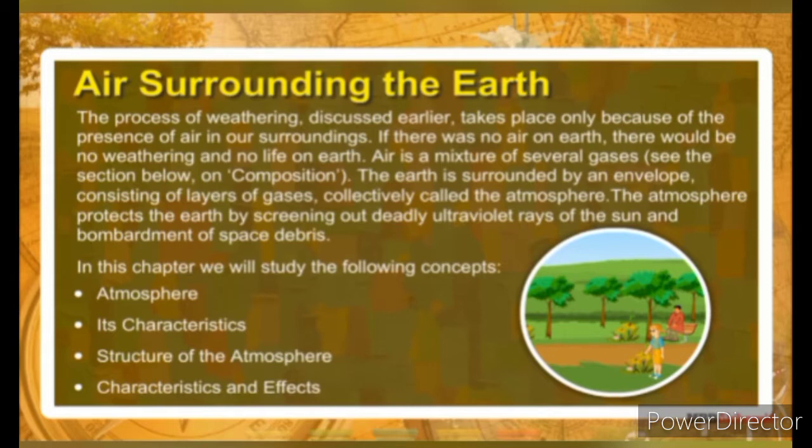The Earth is surrounded by an envelope consisting of layers of gases collectively called the atmosphere. The atmosphere protects the Earth by screening out deadly ultraviolet rays of the sun and bombardment of space debris. In this chapter, we will study the following concepts: atmosphere, its characteristics, structure of the atmosphere, characteristics and effects.